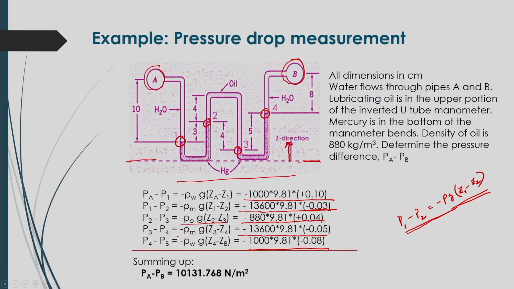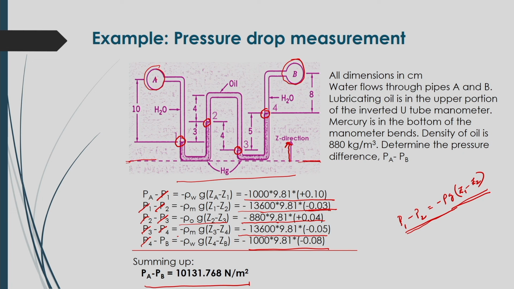So, finally, if you sum up all those pressure differences at different points, you will see cancelling of P1, P2 here and P2, P2 here, P3, P3, P4, P4, and finally you are getting PA minus PB. Calculating from the right hand side of this equation and summing up, you will get 10131.768 Newton per meter square.